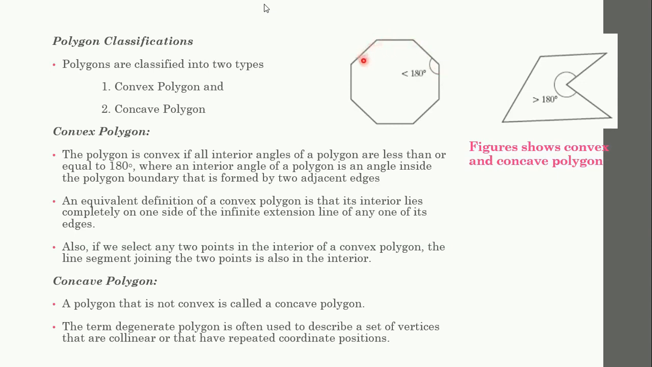When you consider two adjacent edges, the angle between the two edges is less than 180 degrees, so this condition is satisfied here. The next condition is an equivalent definition of a convex polygon: its interior lies completely on one side of the infinite extension line of any one of its edges.